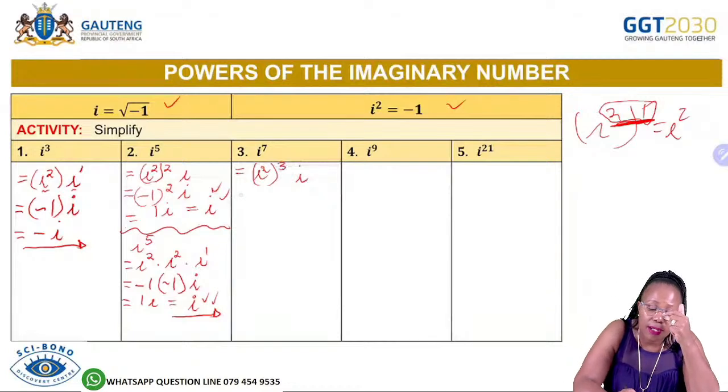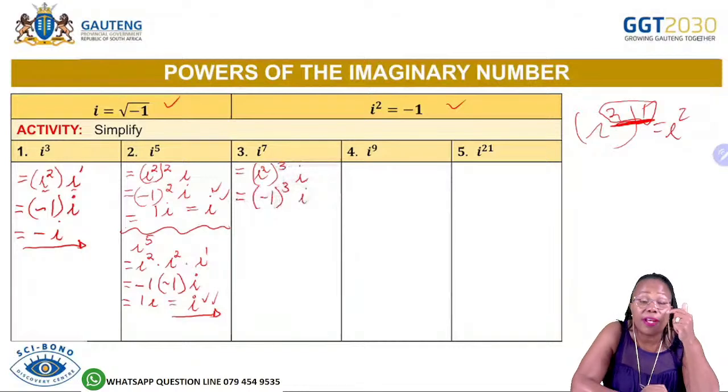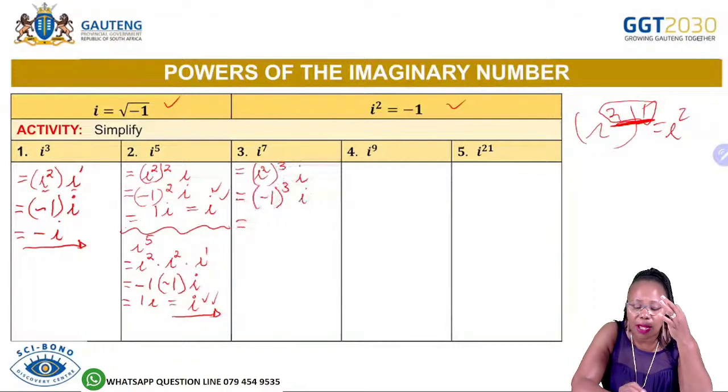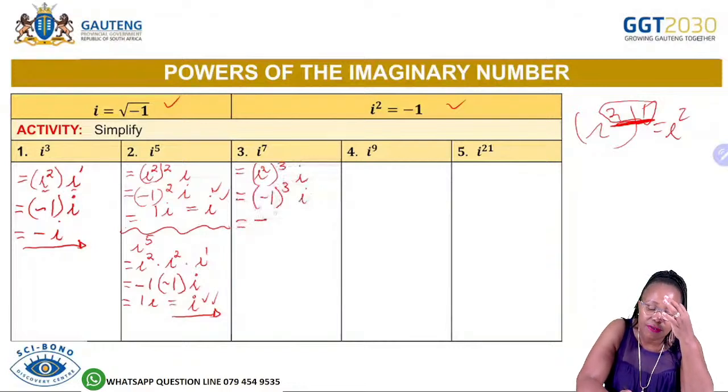Okay? And then now i to the power 2 is negative 1. This will be cubed, and then you have an i there. And then negative 1 to the power 3. 3 is an odd number. Can you see the application of the previous activity now, Rachel? It is now working for us in this case. A negative 1 to the power 3 is an odd number. Therefore, the answer will be negative 1, and then with the i that we are having there, negative 1 times i is a negative i.